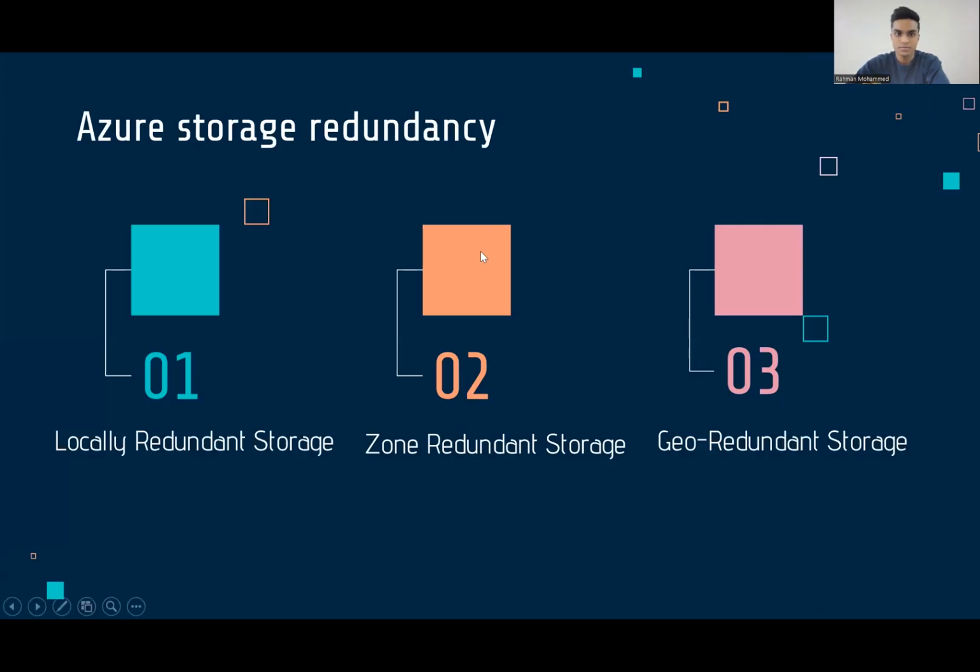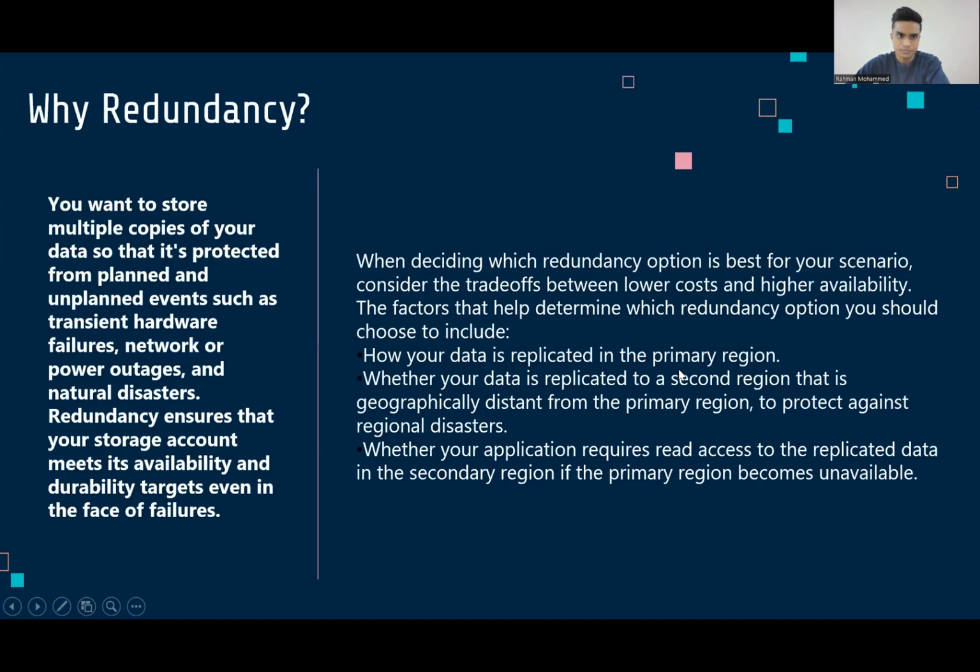So there are three main types of storage redundancies. You have LRS, locally redundant storage, which is what we're going to use. You have zone redundant storage and then geo redundant storage. These all go by price. So the cheapest one will be LRS, and then the most expensive one will be GRS.